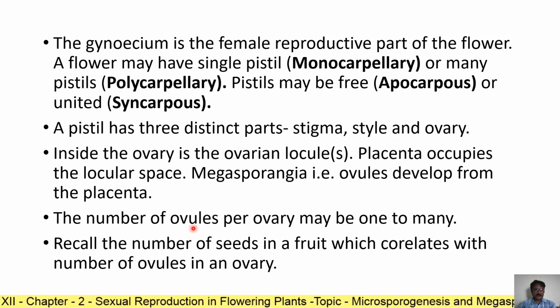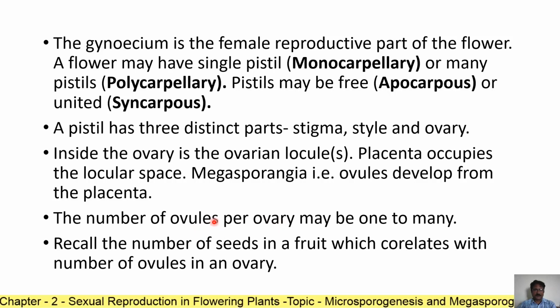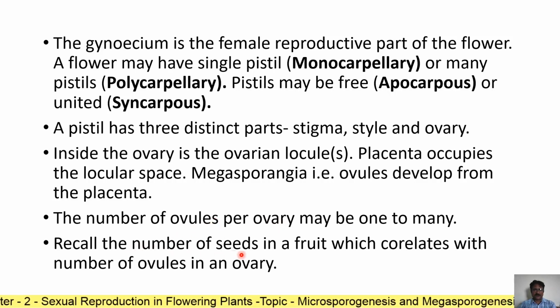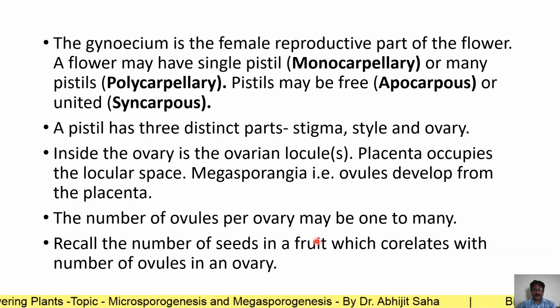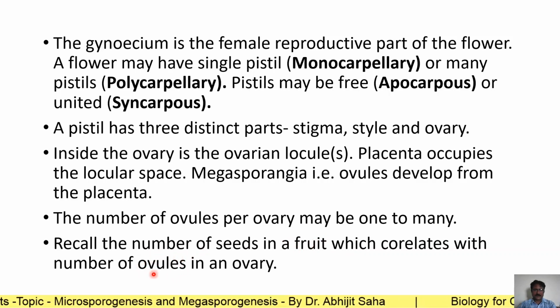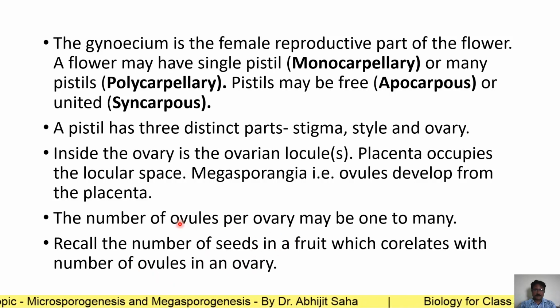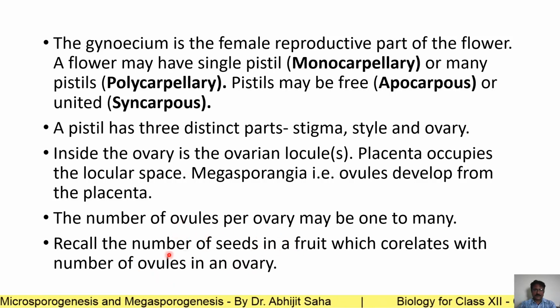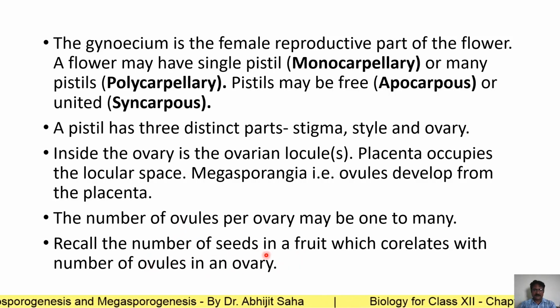We regularly don't go to see ovules in the ovary, but we come across different types of fruit. When we cut a fruit and we see the number of ovules, we can easily correlate the number of seeds and the number of ovules. So inside the fruit, the seeds are formed, which are actually developed ovules inside the fruit. The fruit is developed from the ovary. So ovary forms the fruit and the ovules form the seed. This is the correlation.